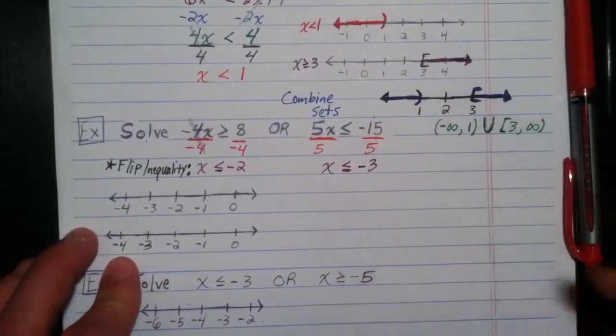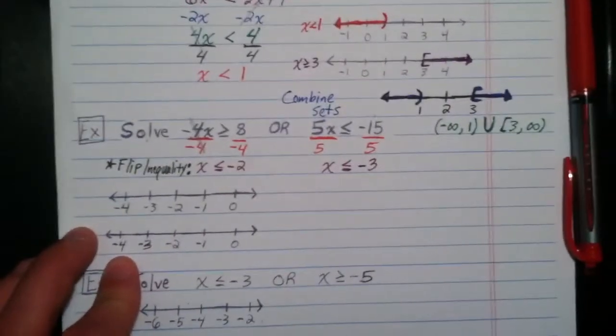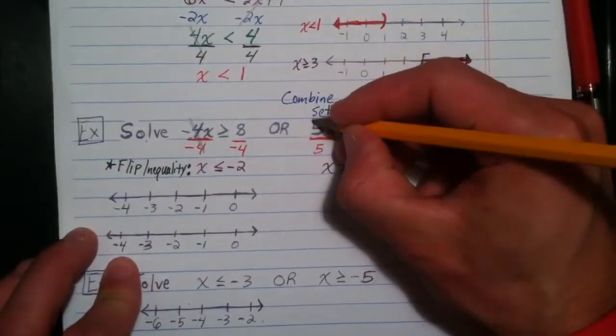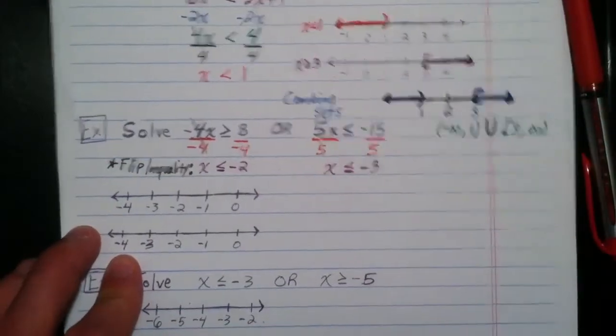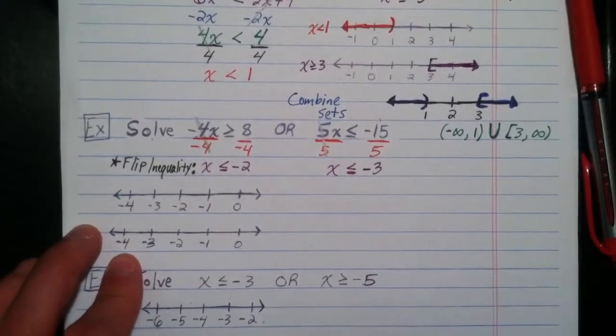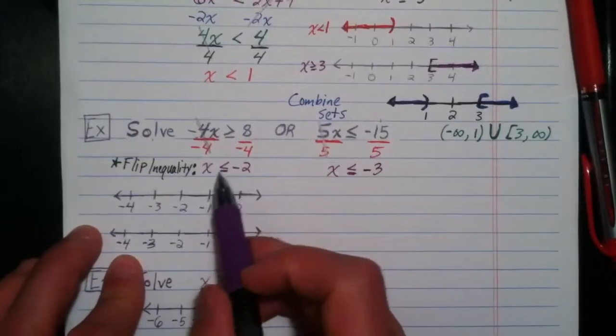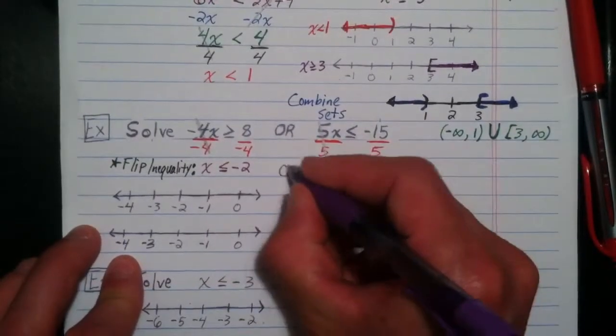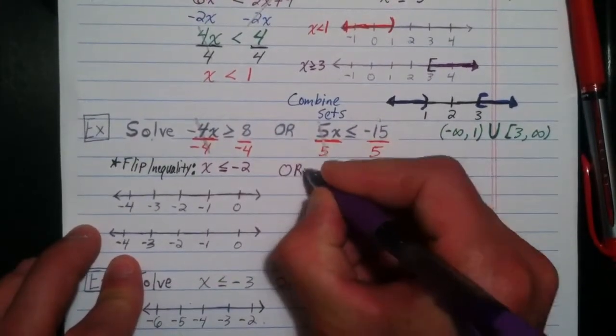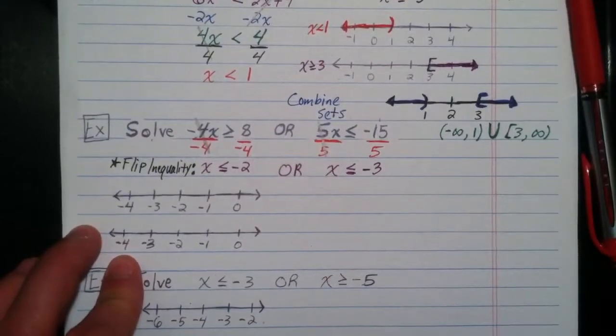So we get a negative 3 when we divide, but we didn't divide by a negative, so the inequality symbol does not flip. But the 5s do cancel each other out. So here we have x is less than or equal to negative 2, or x is less than or equal to negative 3.